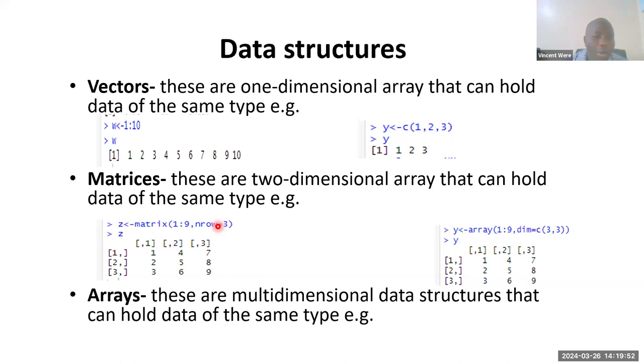Good. Now, I want you to put a matrix. Assign Z to a matrix from 1 to 9, and then for the number of rows put equals 3. So say Z, assign it to matrix, and then put a bracket and use numbers 1 to 9: 1, 2, 3, 4, 5, 6, 7, 8, 9. I want 3 rows, so the 9 numbers are going to be distributed in 3 rows.